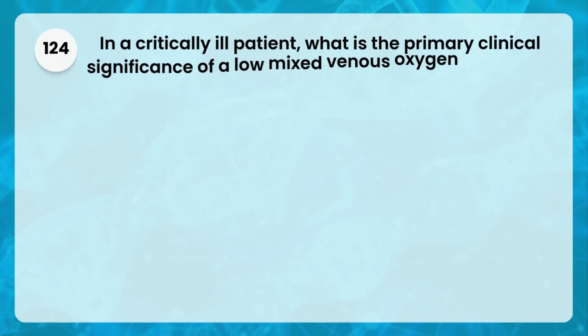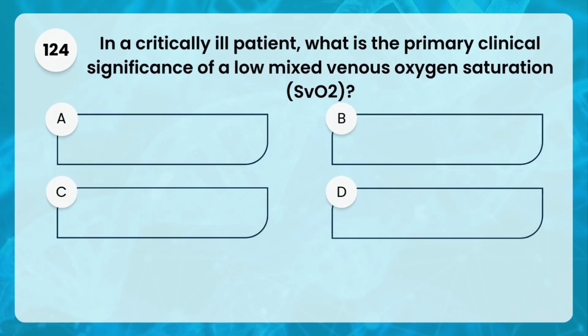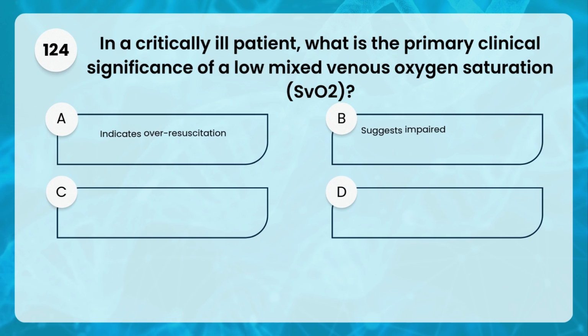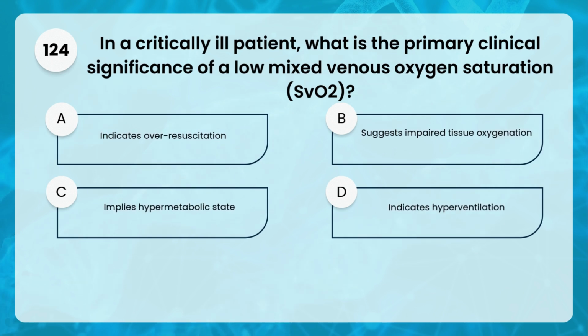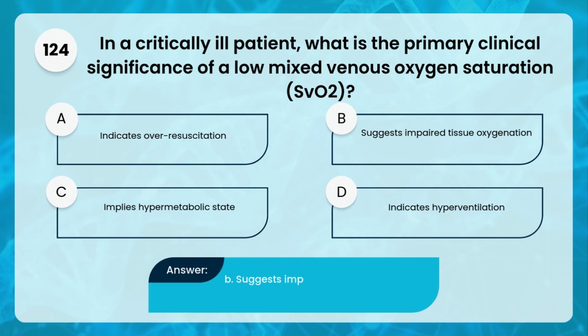124. In a critically ill patient, what is the primary clinical significance of a low mixed venous oxygen saturation, SvO2? A. Indicates over-resuscitation. B. Suggests impaired tissue oxygenation. C. Implies hypermetabolic state. D. Indicates hyperventilation. The answer is B. Suggests impaired tissue oxygenation.